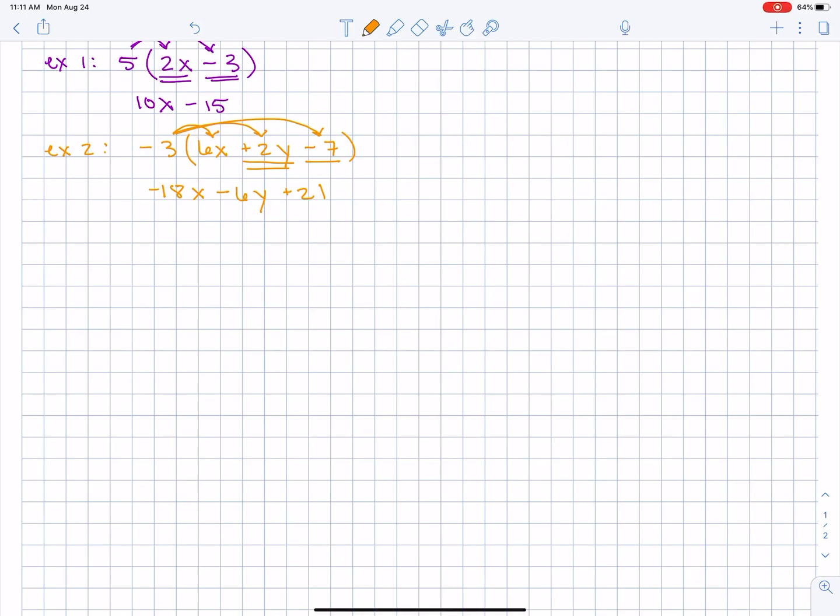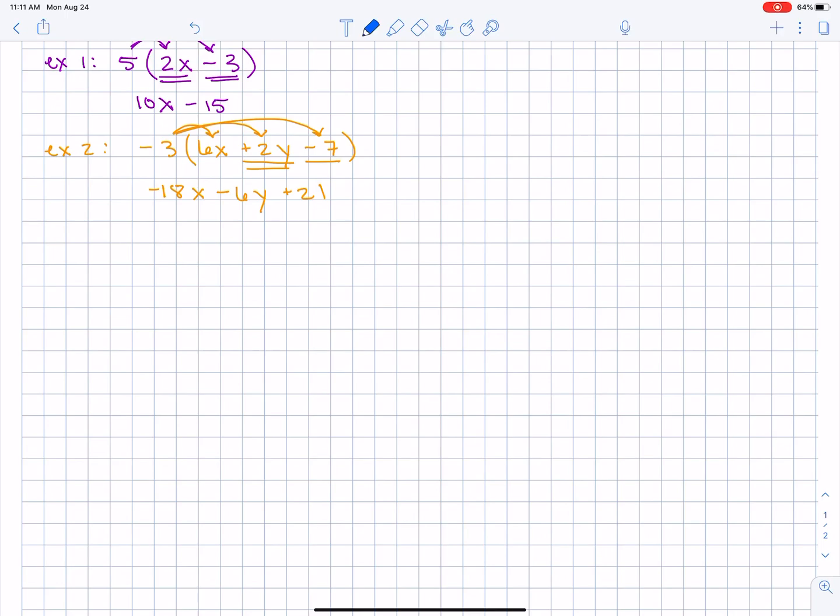And I'm going to go ahead, I'm going to check, can I combine any of those terms? I can't, because this is a negative 18x, I have a negative 6y, and plus 21. None of them had the same variables with exponents.